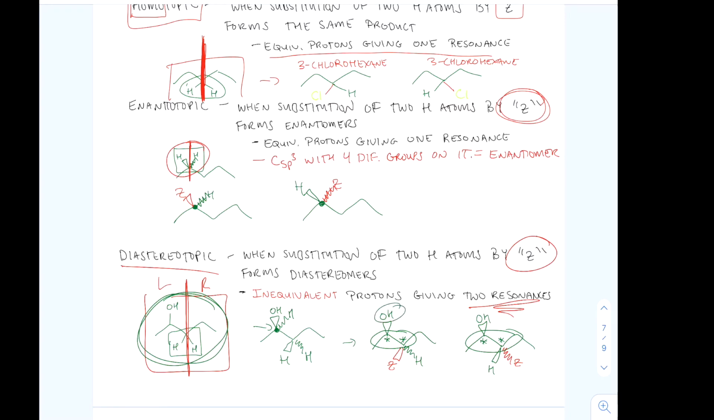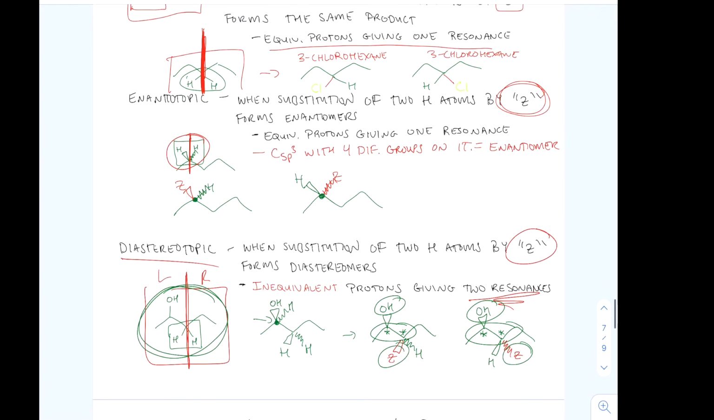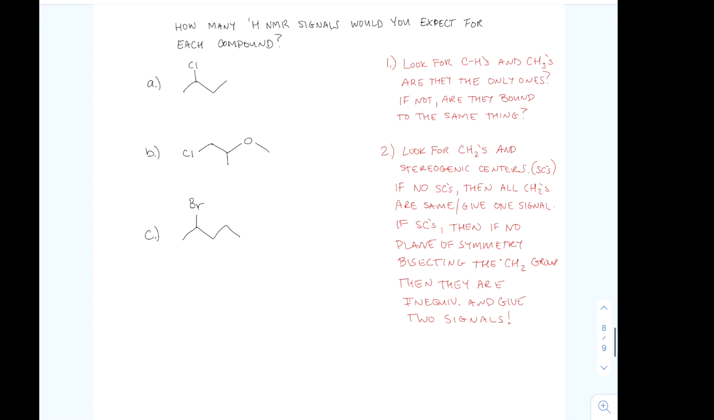So we have an OH pointed out at us and a Z pointed out at us, as opposed to an OH pointed out at us and a Z pointed away from us. And so that's what we mean by projected in a different manner, different 3-dimensional orientation. Okay, now let's go over another way that we can discuss the proton signals. Okay, so we have a question: how many proton signals would you expect for each compound?